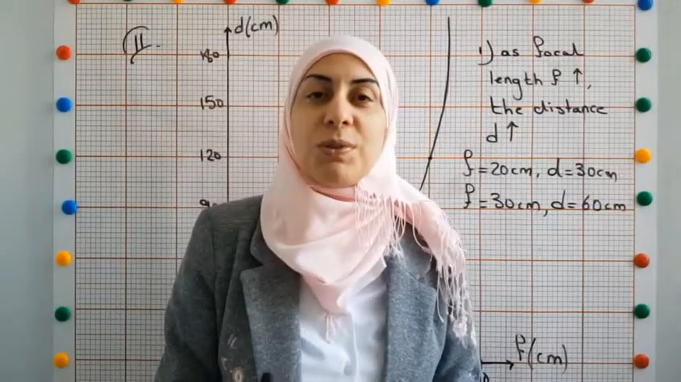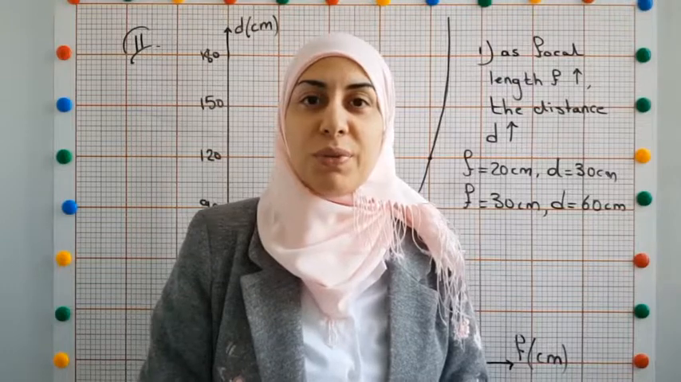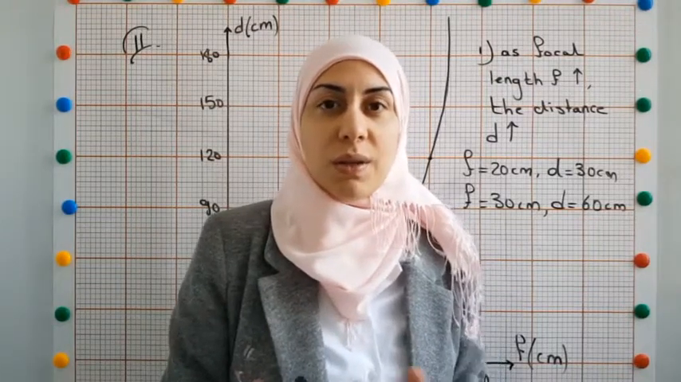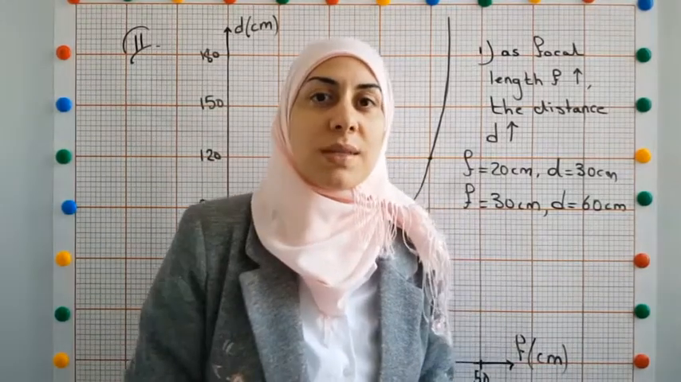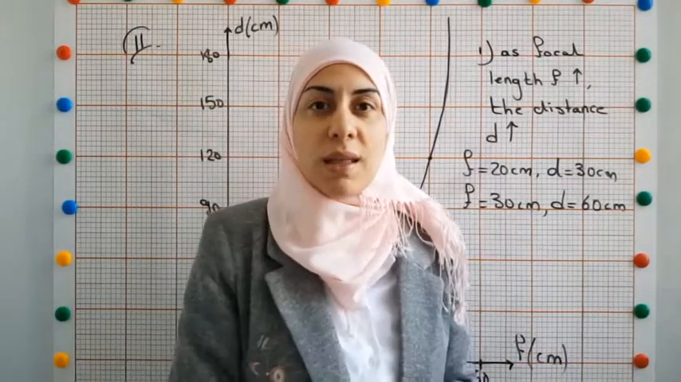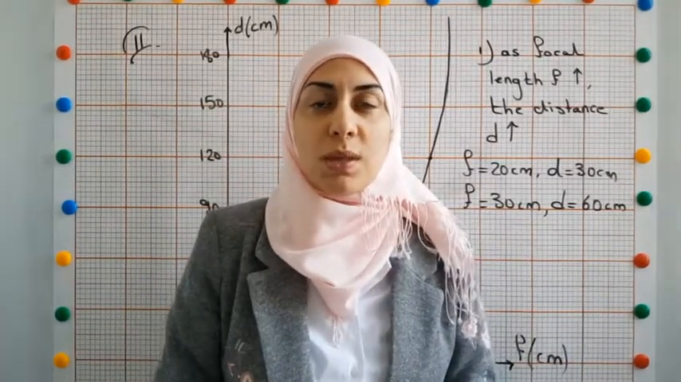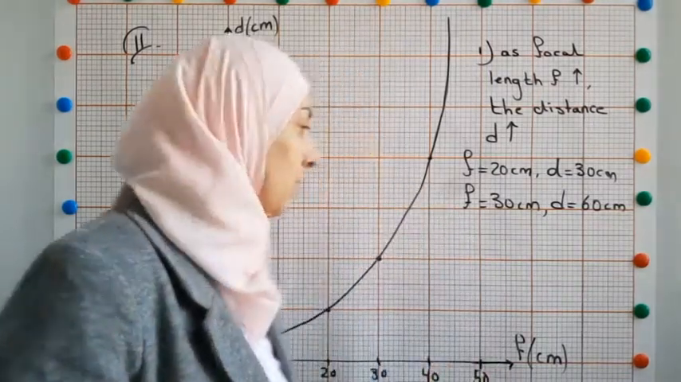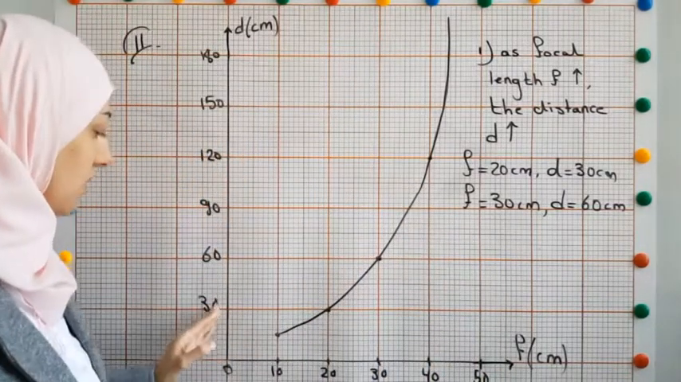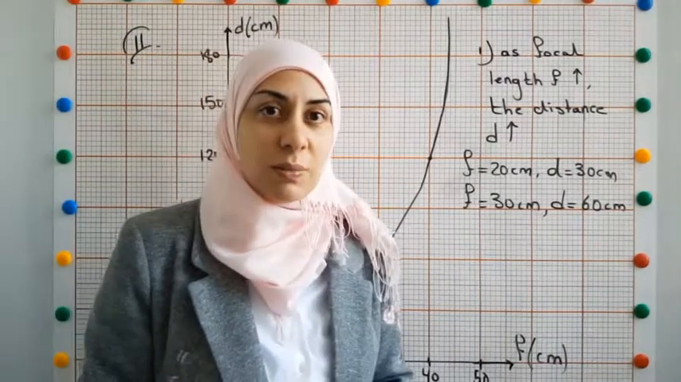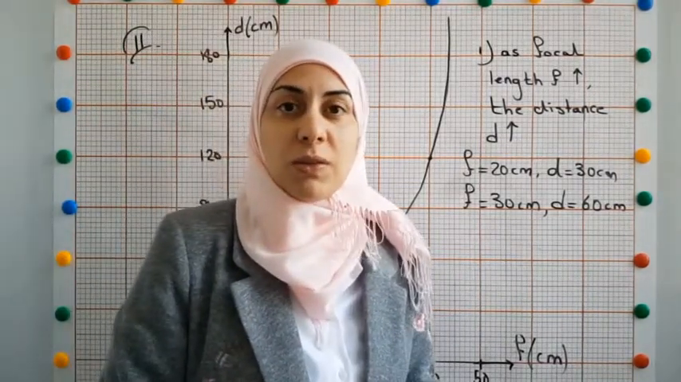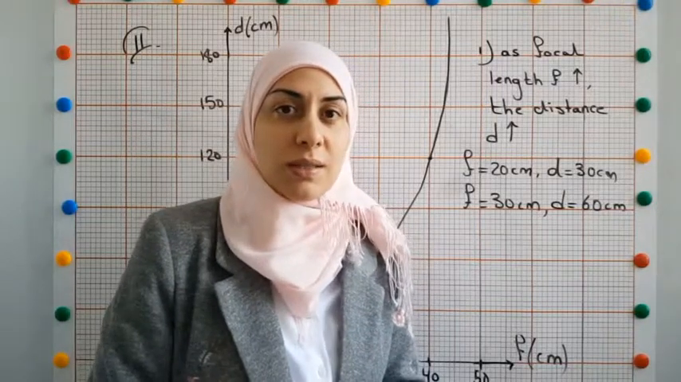In this part, we want to determine again the focal length of the converging lens L1 that we previously used. From the first part, we know that the distance between the converging lens and the image A1B1 was 30 centimeters. Looking at the graph, we can see that when the distance is 30 centimeters, the focal length is 20 centimeters, and this is a matching result from the previous exercise.